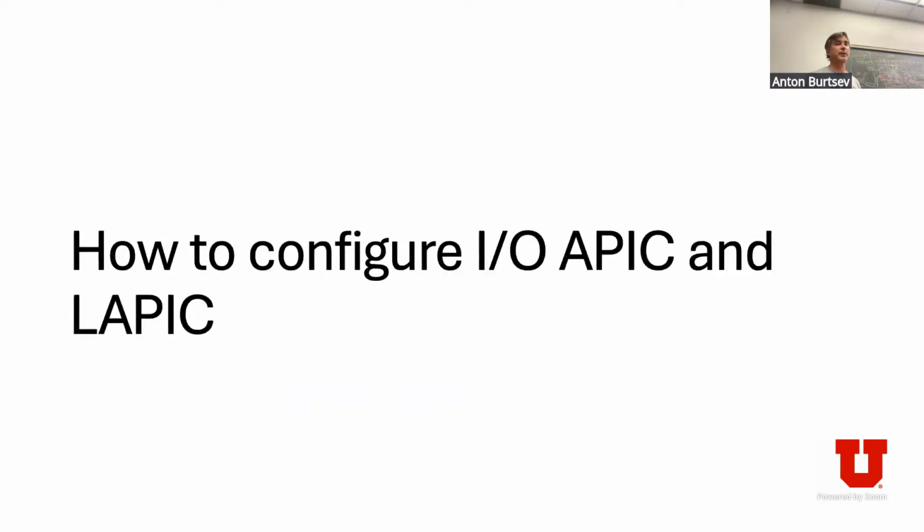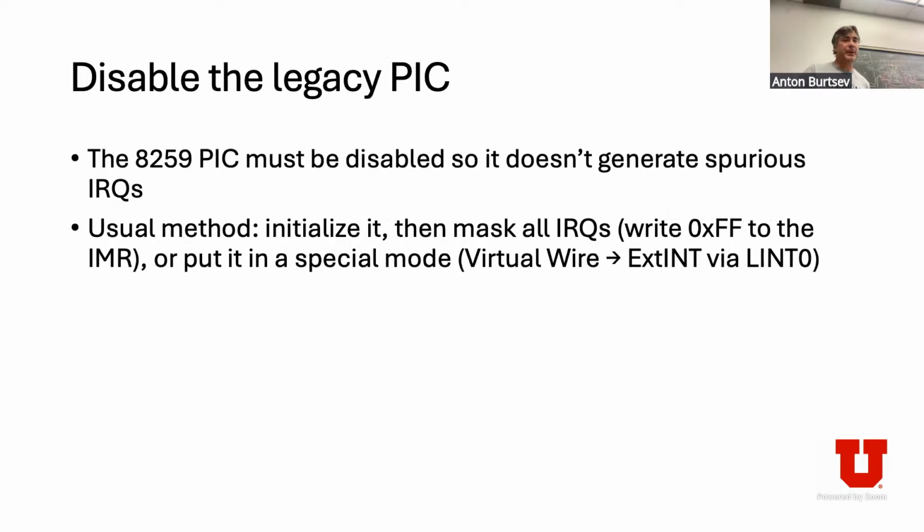Now, how do we configure it? Again, I'll give you the code which runs, but I still want you to have at least a high-level story of how these things are configured. It's not very interesting, unless you start playing games with specific initialization of specific interrupts. Remembering this distributed system figure, everything else is more or less boilerplate. So first thing is you have to disable the legacy programmable interrupt controller. Essentially, you initialize it, then mask all the IRQs by writing FF to the IMR register, or put it in this virtual wire mode.